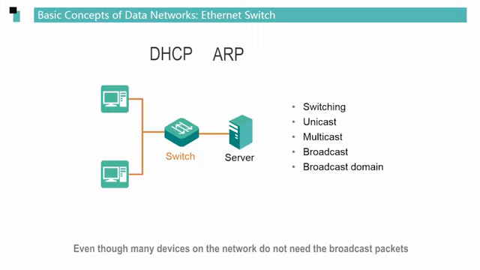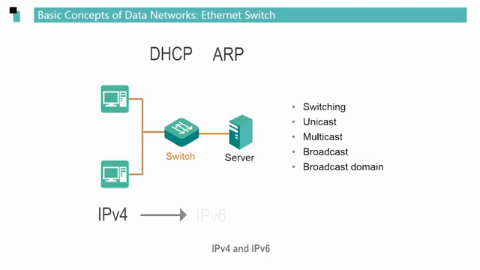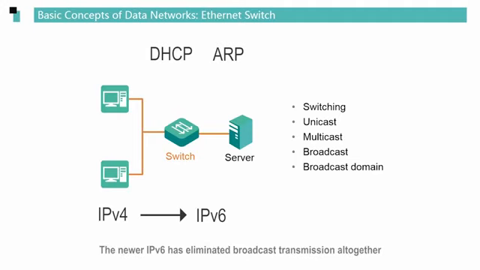Even though many devices on the network do not need the broadcast packets, they still receive them, wasting network resources. Because of this, good network design should aim to reduce the size of broadcast domains, reducing the impact of this wastage. There are two currently used versions of IP, IPv4 and IPv6. The older IPv4, which is still in common usage, allows broadcasting. The newer IPv6 has eliminated the broadcast transmission altogether.